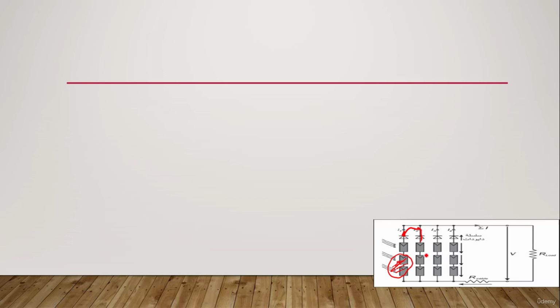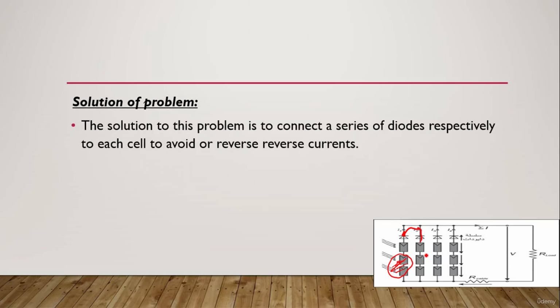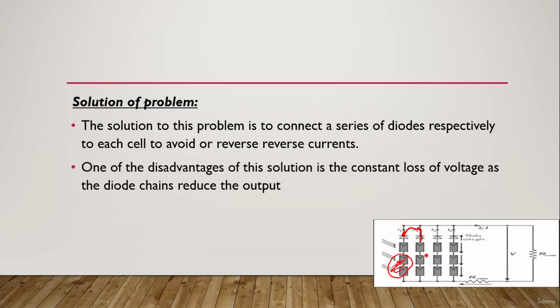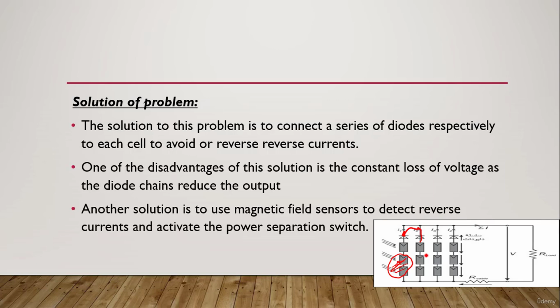To overcome this problem, add a diode in series with the PV panel to prevent the reverse current from occurring in the shaded place. One of the disadvantages of this solution is that the constant loss at the diode is going to reduce the output voltage. Another solution is to use a magnetic field sensor to detect the reverse current and activate the power separation switch to separate the shaded PV panel.